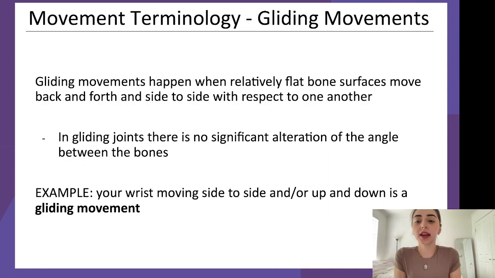All right, so starting with gliding movements. These happen when a flat bone moves back and forth and side to side with respect to another. So two flat bone surfaces. Okay, so when I do this with my wrist, the two bones are flat and they're gliding along each other. In gliding joints, there's no significant alteration of the angle between the bones. Okay, because they're just going like this. It's not like they're doing this. Okay, so it's just gliding.